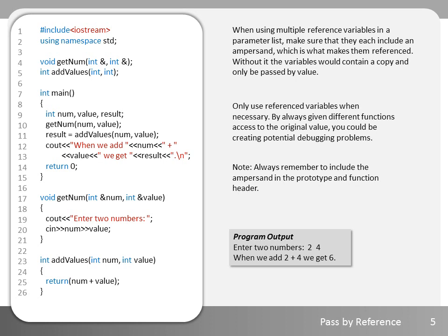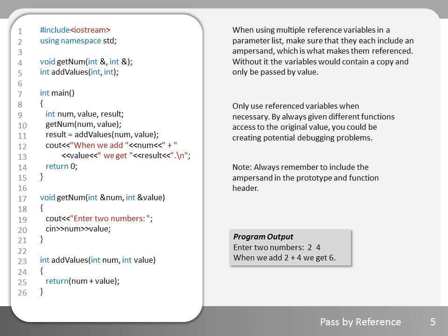Returning back to the main, the next step is assigning the returned value of function call addValues to the variable result. addValues is a function with return type integer, so it will return an integer. In this function, down in line 25, there's only one statement. It returns the sum of num and value. The program returns to its caller and prints the following message. When we add 2 plus 4, we get 6, and the program ends.